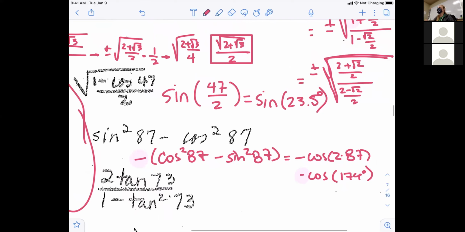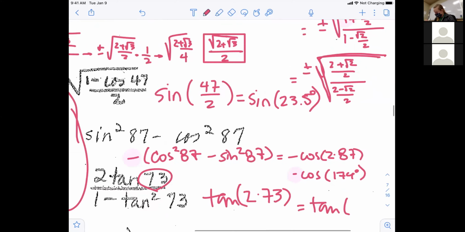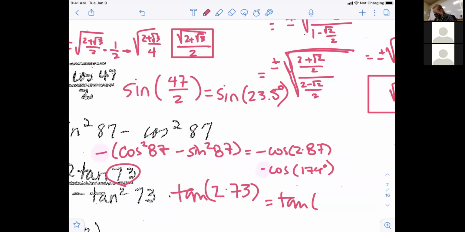All right, last one before prayer cuts us off. Does this look like a half angle or double angle? Double, which one? Tan. And I'm going to do tan of 2 times the angle that they give me, which is 73. So 2 times 73 is going to be tangent of 146.